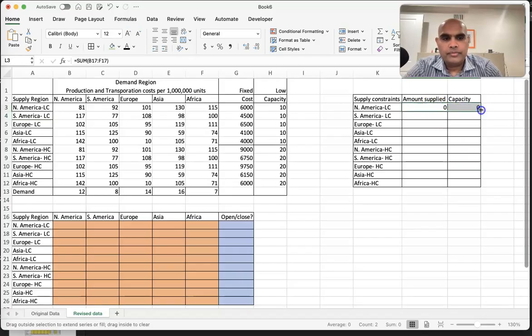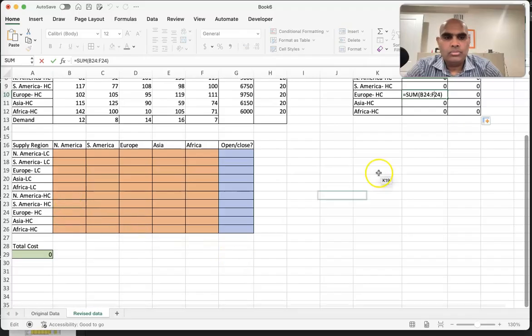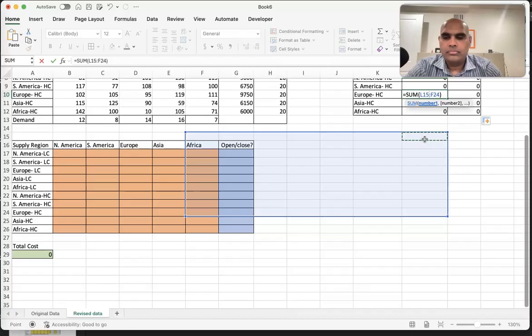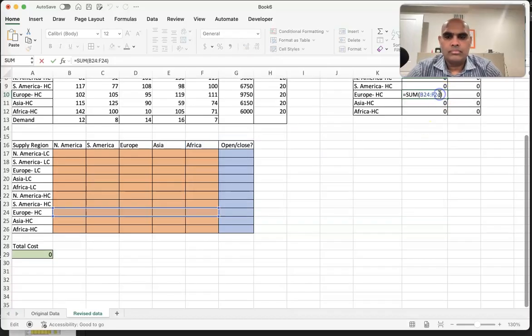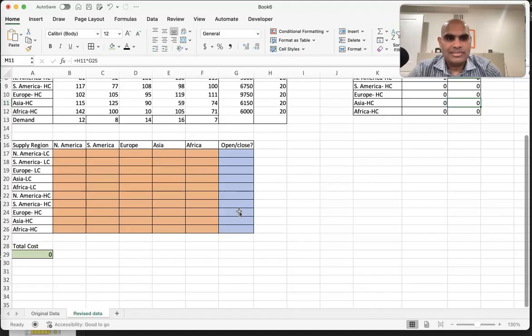Because I set it up the right way, I can just copy the formula all the way down. Just choose the whole thing and copy the formula. You'll notice that this says everything coming out of the European high capacity plant has to be less than or equal to the capacity of the European high capacity plant, which is 20 times whether or not the plant is open, right? So those are my supply constraints.